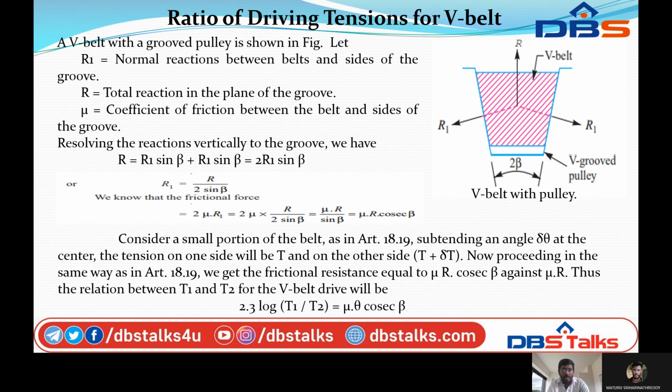2 mu R1 is equal to 2 mu into R by 2 sin beta, that is equal to, on cancellation, mu R by sin beta. So the frictional force is equal to mu R cosecant beta. So 1 by sin beta is equal to cosecant beta.